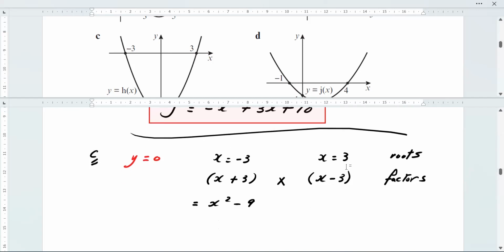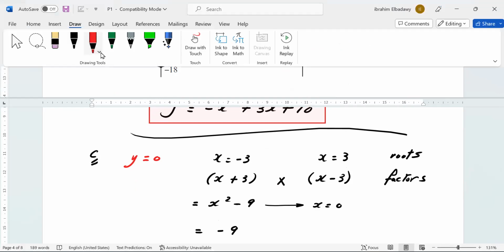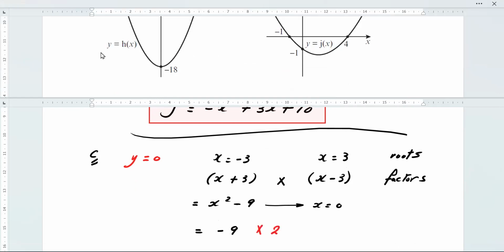Okay, then did you finish your answer? No, I have to get the y-intercept. So put x equal to 0. If you put x equal to 0, you get negative 9. If this answer is right, you have to return back to your diagram. You can find the y-intercept equal to negative 18, which is not like negative 9. How can you modify negative 9 to be negative 18? Actually, you have to multiply by 2. Negative 9 by 2? No, you have to multiply the formula that you get here by 2.